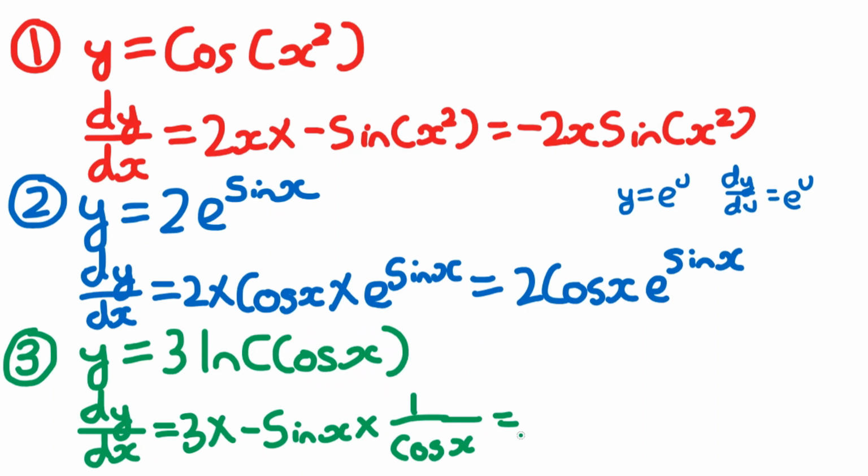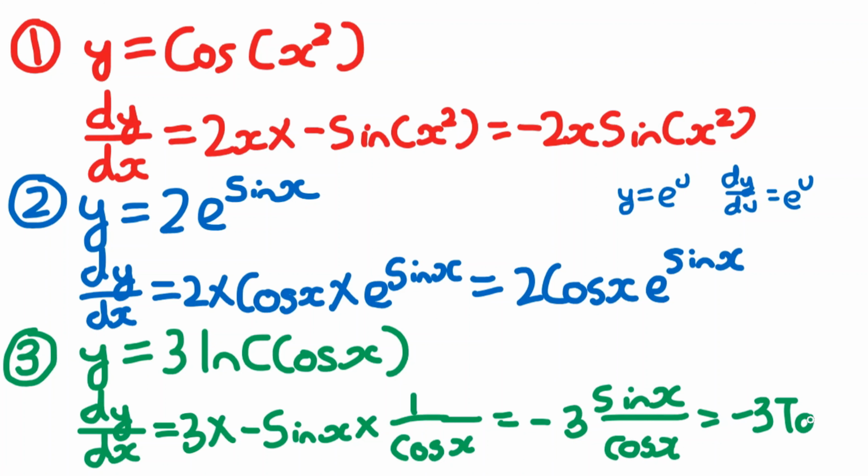And then if you simplify this, this is going to be equal to minus 3 of sin x over cos x. Remember, sin x over cos x is equal to tan x. So this is equal to minus 3 tan x.